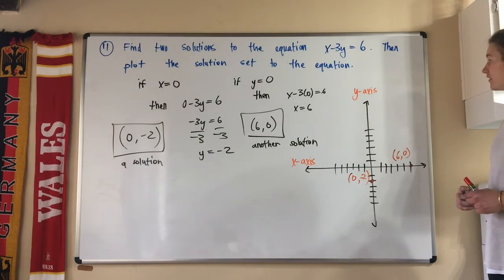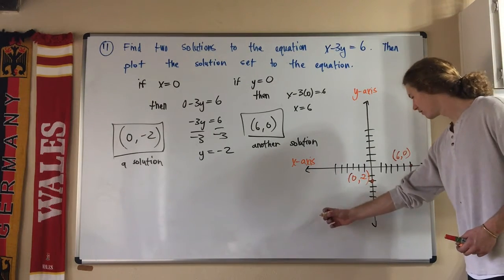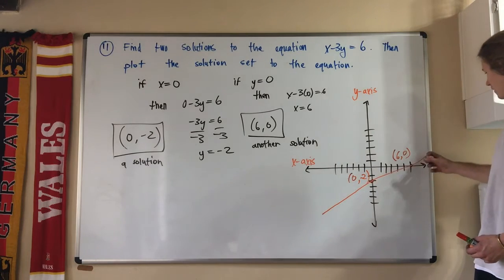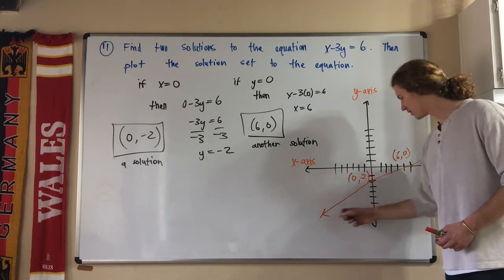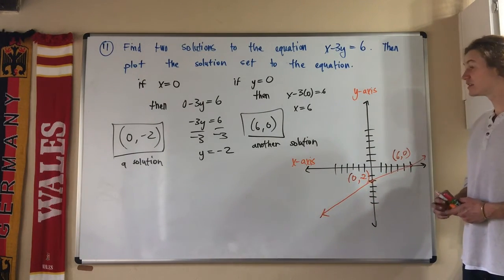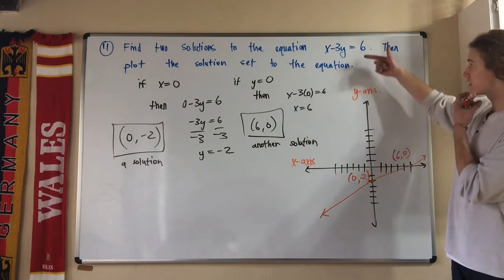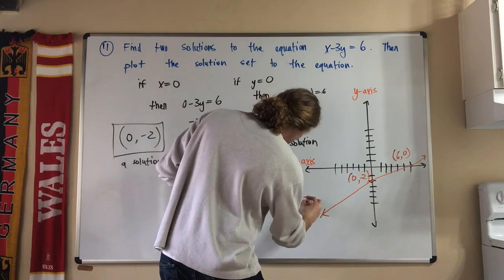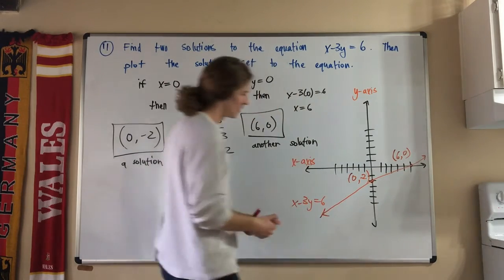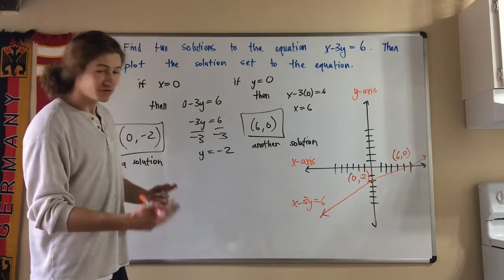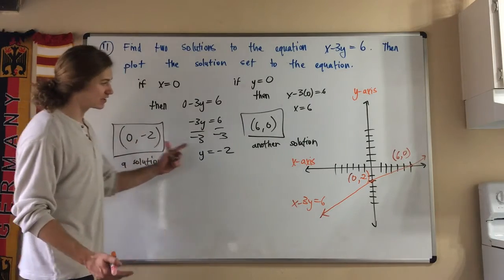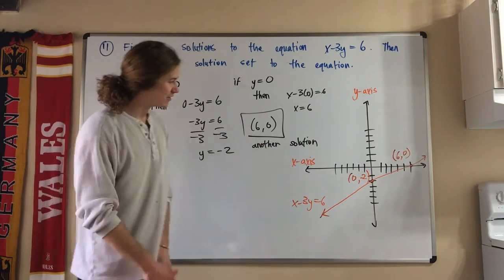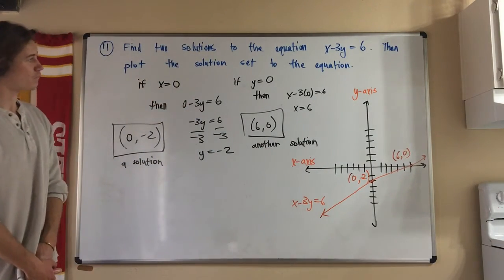And I can see the total solutions by putting a line through these points. Oops, that's not the straightest of lines, but it's supposed to be. We can see that all the solutions to the equation x minus 3y equals 6 sit on this line. In particular, we can see two of the solutions that sit on the line, (0, -2) and (6, 0), and they're labeled on this plot here.